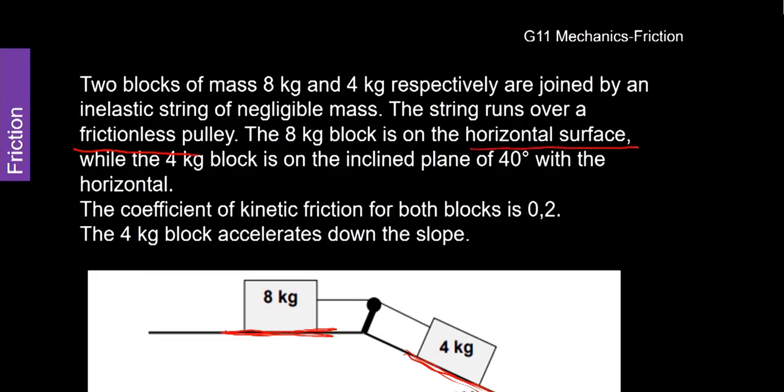The 8 kilogram block is on a horizontal surface. The 4 kilogram block is on an inclined plane. You can see here it's 40 degrees. And there is a coefficient of friction, and they tell us that it is for both blocks, and it is 0.2. And it tells us that this block is accelerating. Okay, so there is an acceleration.